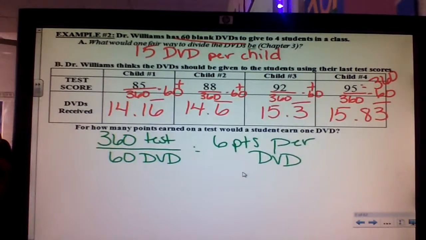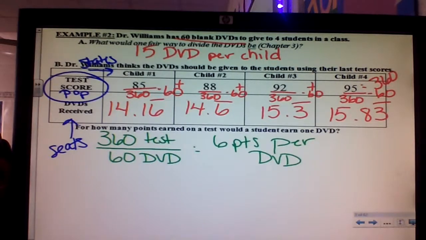This one, who gets? The children again. This time though, the children are getting what? DVDs. So your children are your states. Their seats are the DVDs. And they're based on what? Test scores. So your population is your test scores.